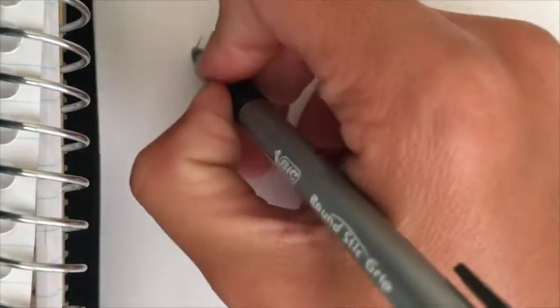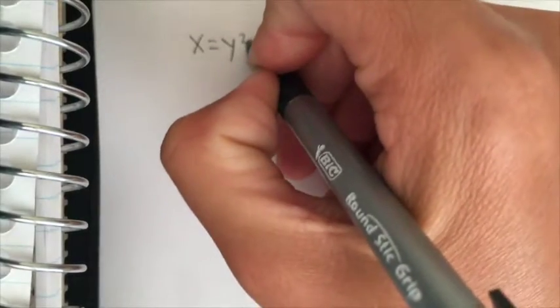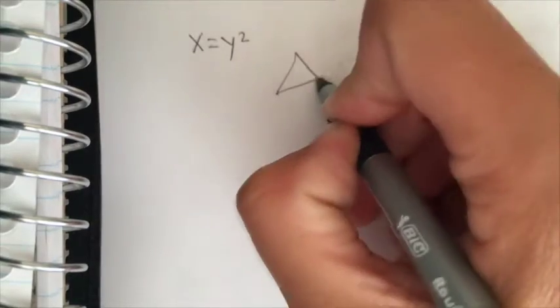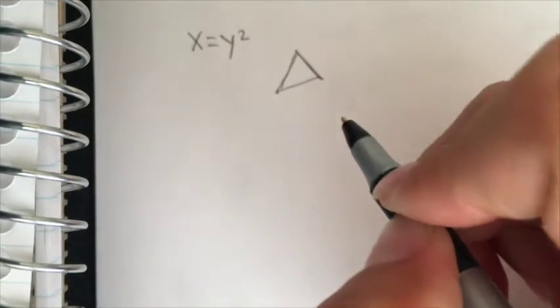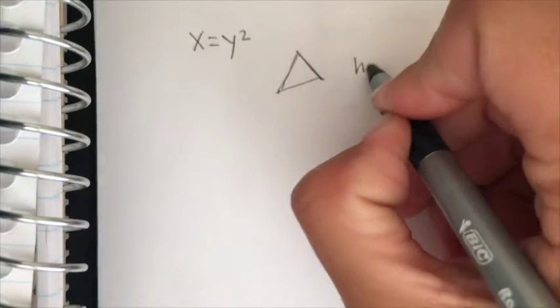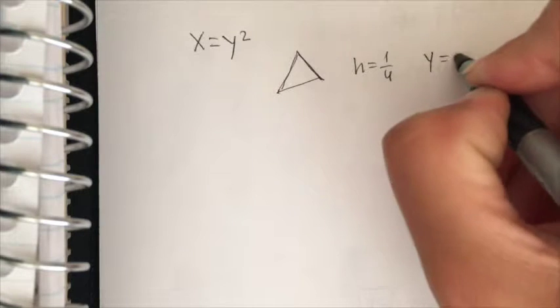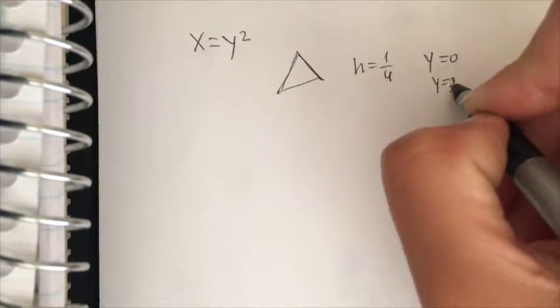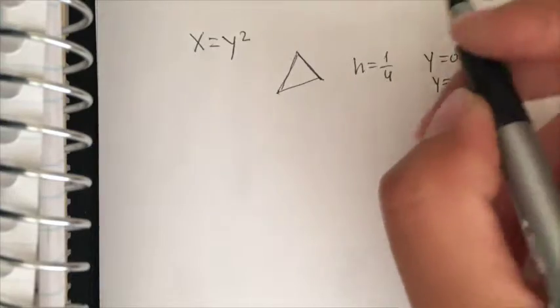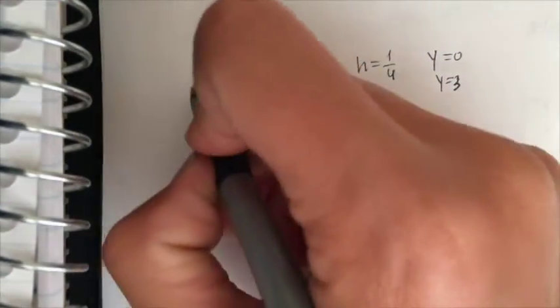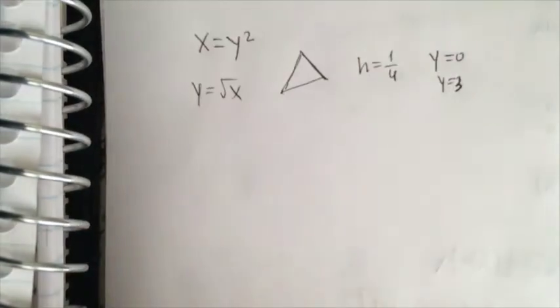Okay, so let's look at the example. So volume of the graph x equals y squared with the triangle cross section. So we'll have a cross section that will look like a triangle, where height is 1/4, and the base is from y equals 0 to y equals 3. So since we're given the base in terms of y, we want to change our equation in terms of y too. So we'll have y equals square root of x.